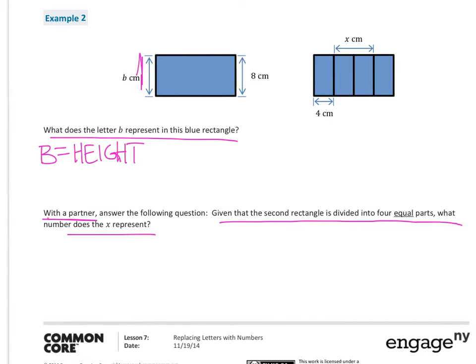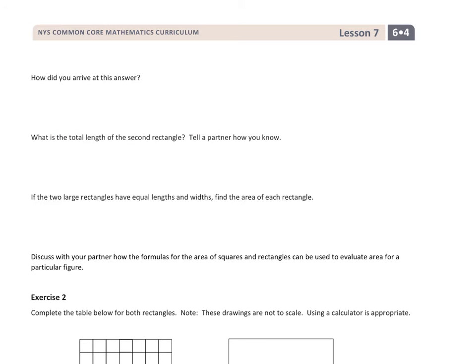So that means these are all the same size. So this is 4, this is 4, this is 4, and this is 4. Well, if each of those fourths is 4 centimeters wide, then 4 plus 4 is 8. So x equals 8. I arrived at this answer because 4 plus 4 is 8, and because I knew that all those sections were 4 inches wide because I was told it was equal.